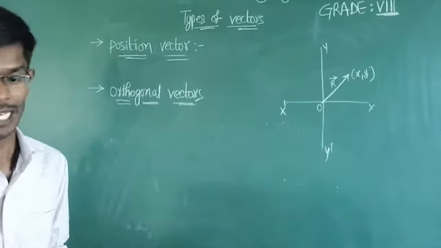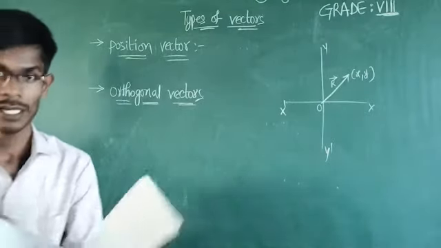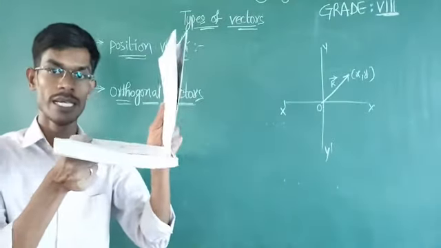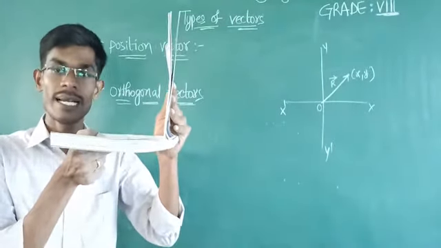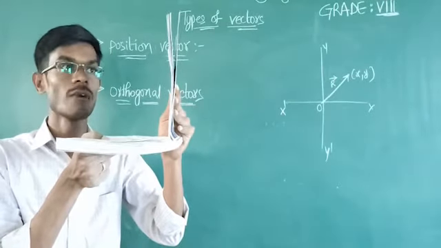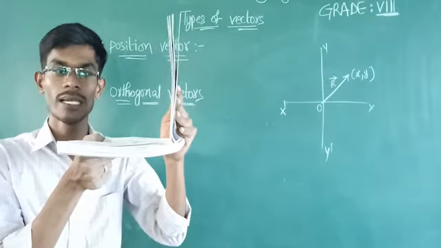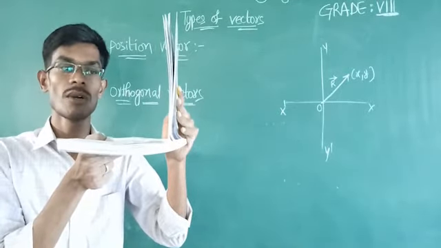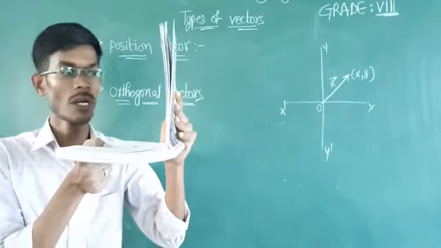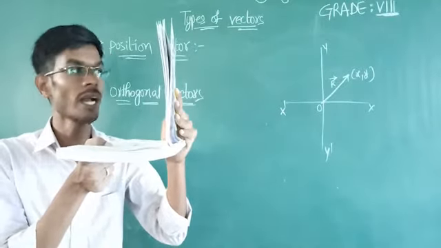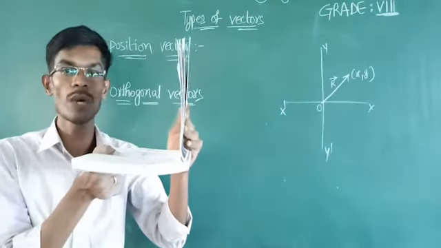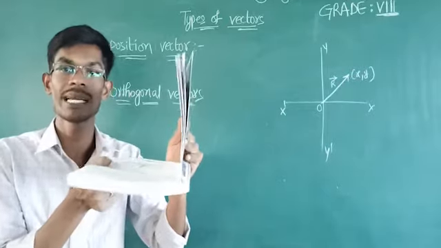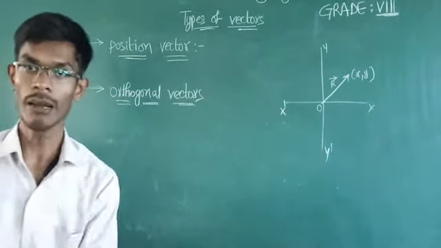Suppose you consider this book here. If you consider the horizontal line as x, and the vertical direction as y, the angle between the horizontal and vertical will be equal to 90 degrees. So the x axis, x bar, and the y axis, y bar, these two are mutually perpendicular. These can be called orthogonal vectors.